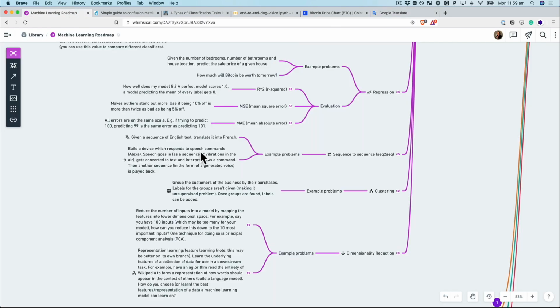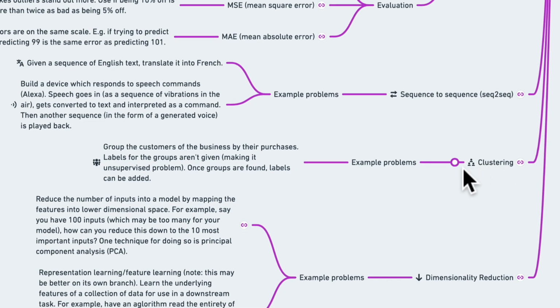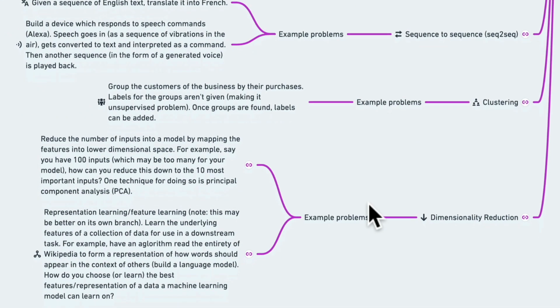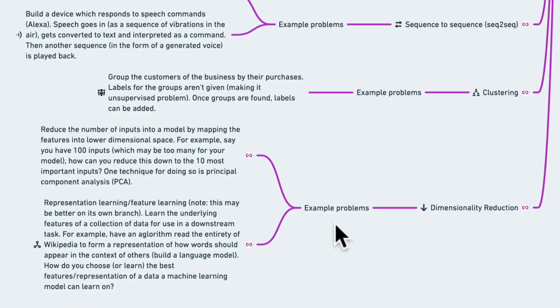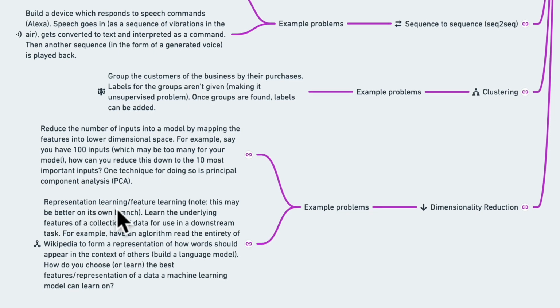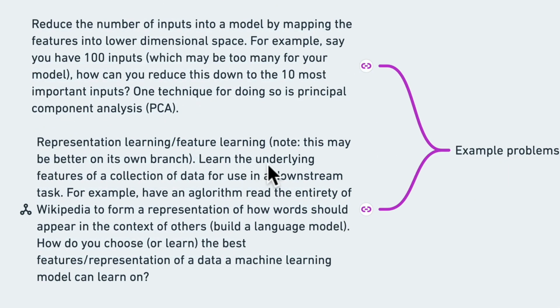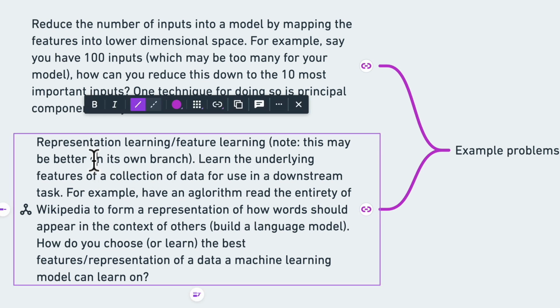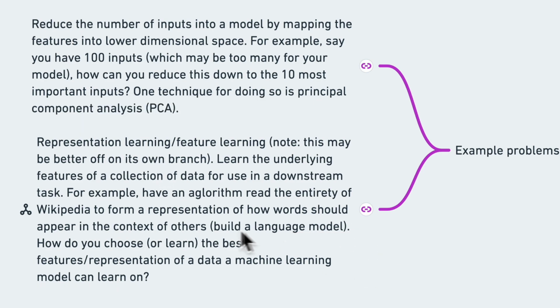So let's come back. Finally, we've got clustering. We talked about that a little bit before. Then we've also got dimensionality reduction. And some common techniques for doing dimensionality reduction is PCA. And there's also representation learning or feature learning. And again, I've put some notes in here where I'm a little bit torn. So for this one, representation learning may be better off on its own branch.